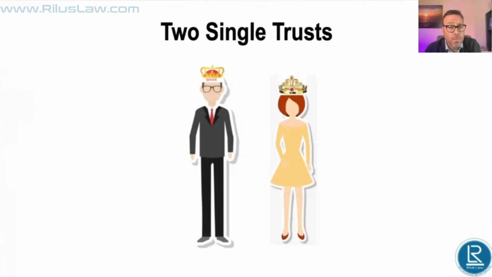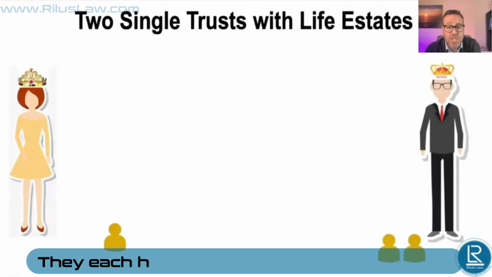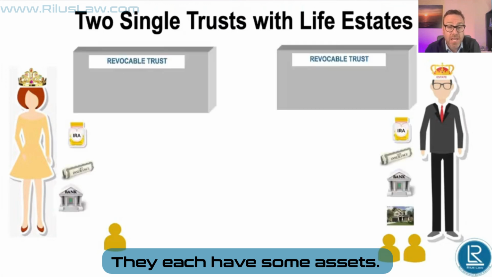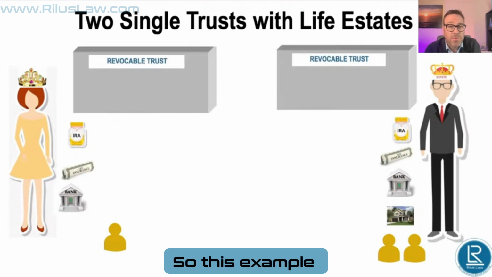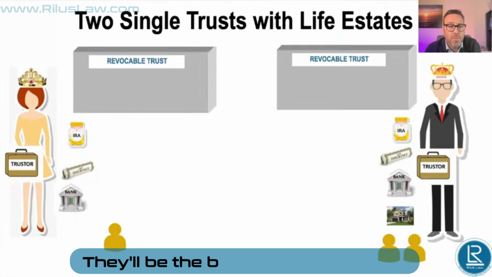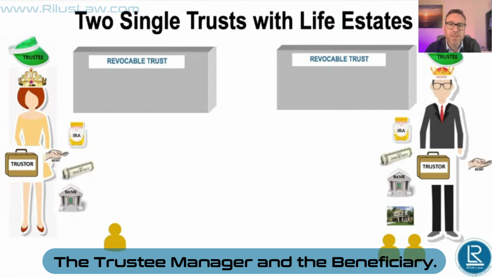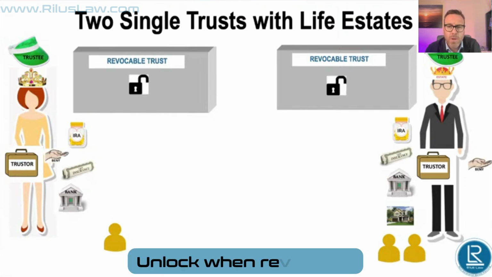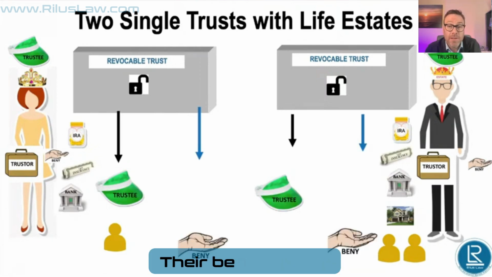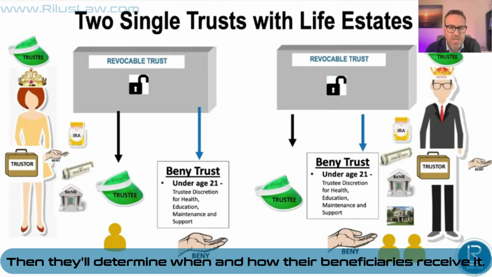All right, so couple here, they're going to get married. They each have kids from a prior relationship, and they each have some assets. So in this example, they're each going to create their own single trust. So they'll be the boss of it, the trustor, the trustee manager, and the beneficiary. Unlocked, meaning revocable. They'll name their successor trustees, their beneficiaries, and they'll determine when and how their beneficiaries receive it.